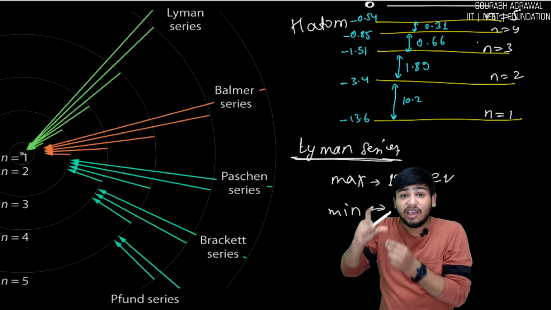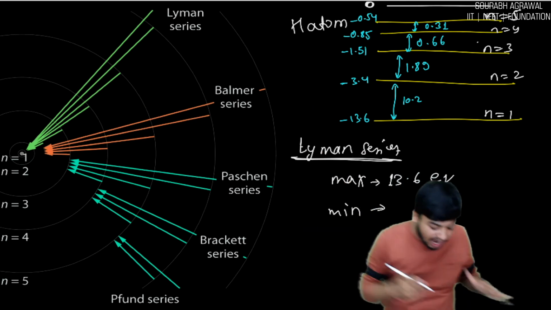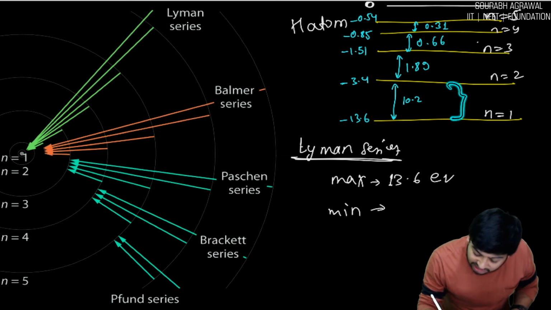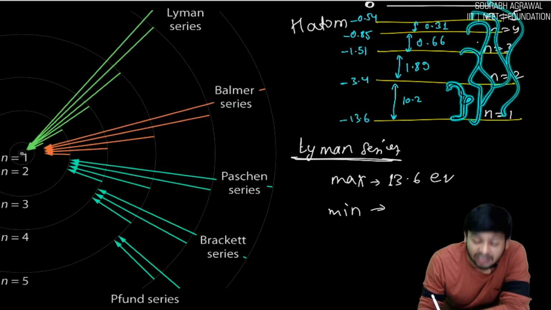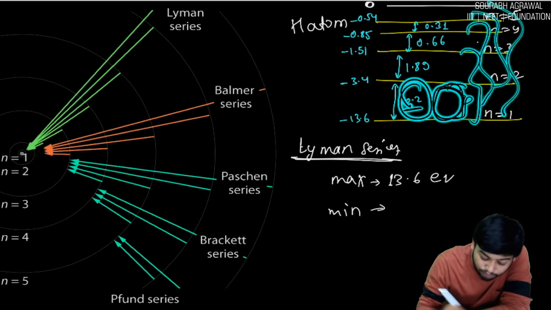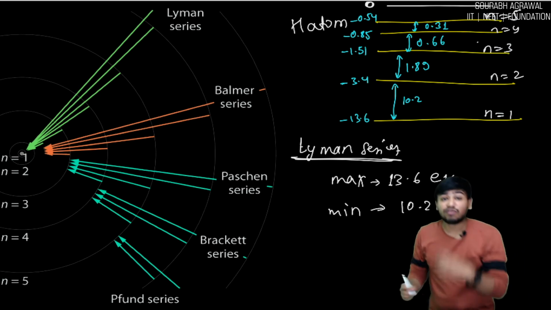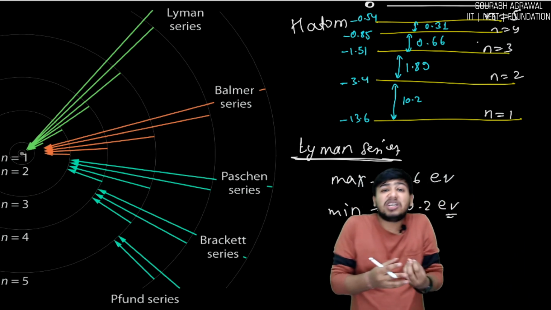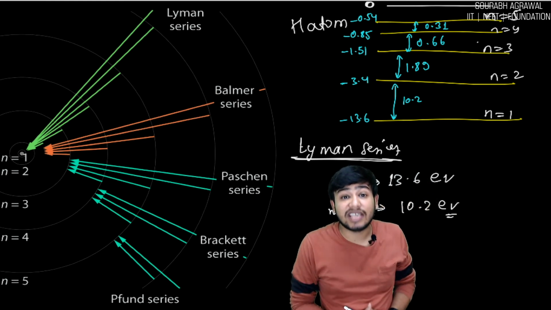That will be very small, because if it is coming from 3, 4, 5 or infinity, that will become large. If you see, this distance is very less, and all the others will increase. So the minimum energy is this difference, which is 10.2 eV. That means for the Lyman series, the minimum energy radiation is 10.2 eV and the maximum is 13.6 eV.